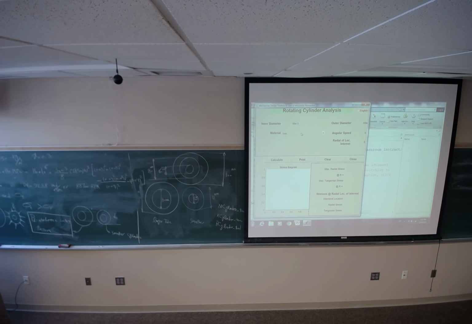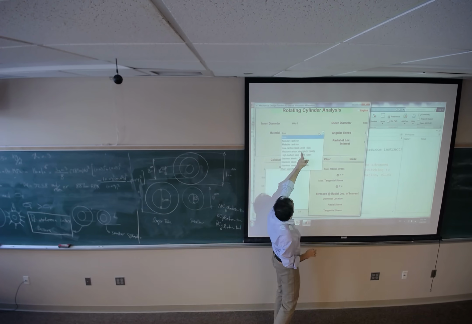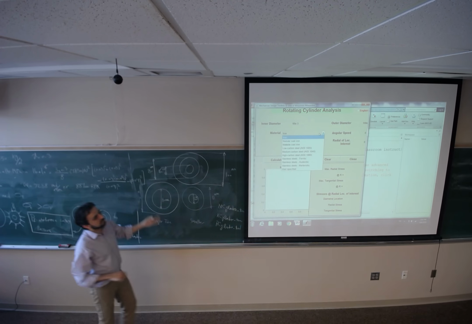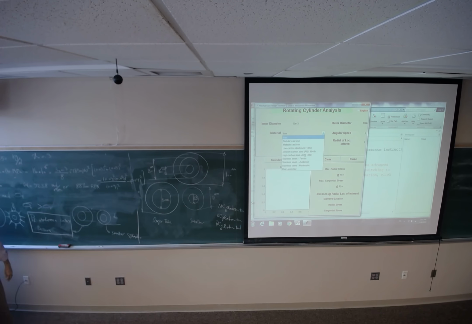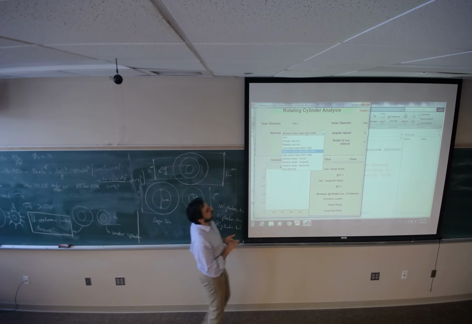Material. Here I have medium carbon steel AISI 1040. So for some materials you can check. If you couldn't find it, just set user specified and enter the values.